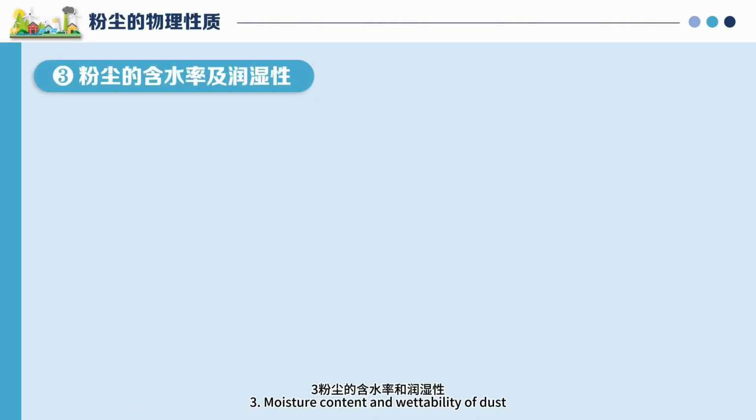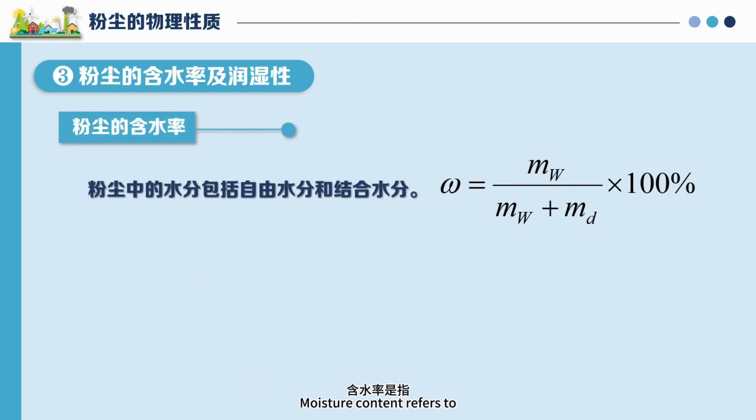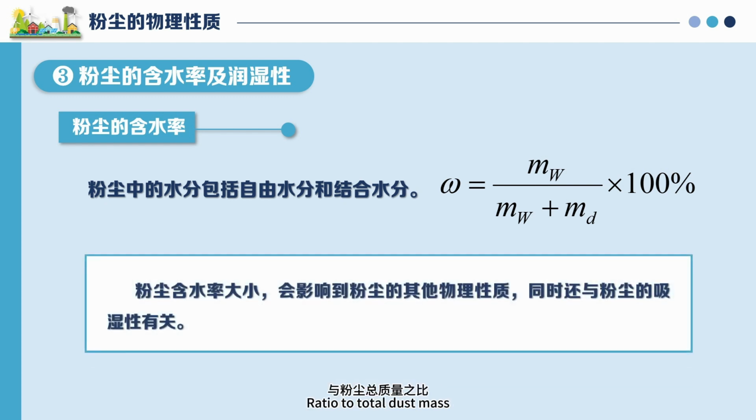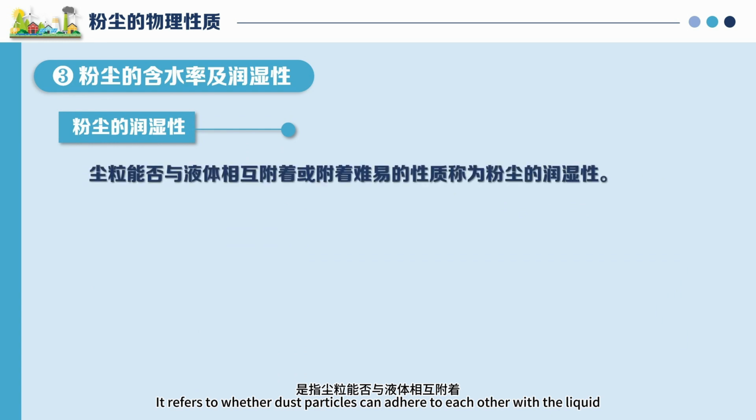3. Moisture content and wettability of dust. Moisture content refers to the ratio of the mass of moisture contained in dust to the total dust mass. Moisture content will affect other physical properties of dust, and is related to the hygroscopicity of dust. Wettability of dust refers to whether dust particles can adhere to each other with the liquid. The properties that are difficult to adhere to are called the wettability of dust.